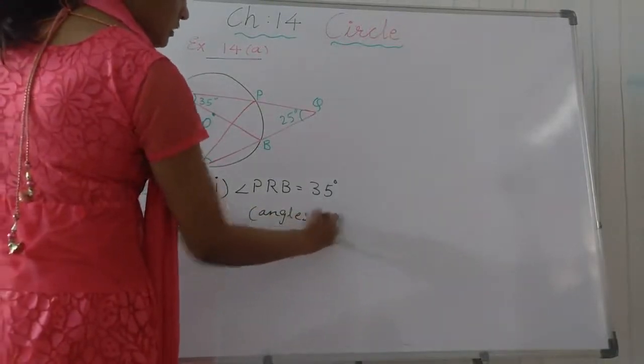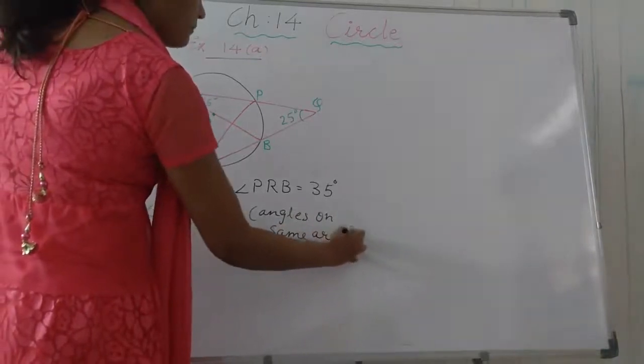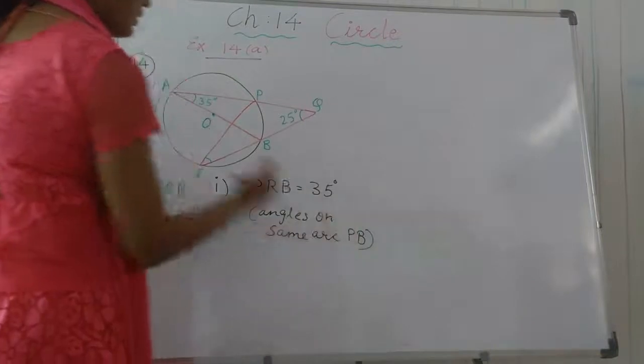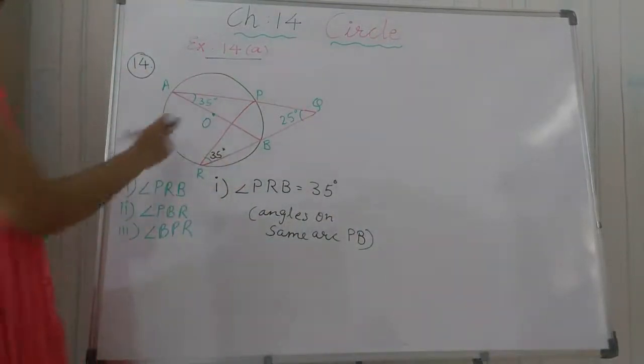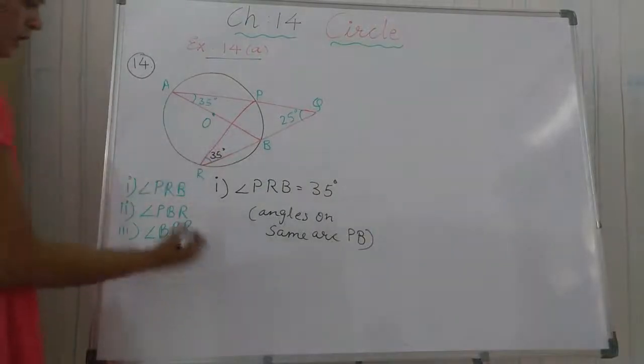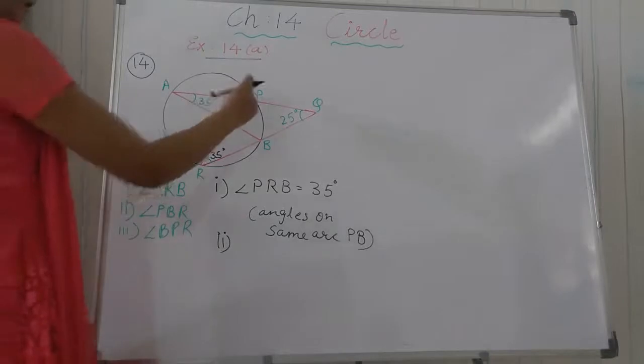Angles on the same arc PB. Right? So these two angles are always equal. So I am writing this is also 35 degree. Now second, we are going to find PBR.